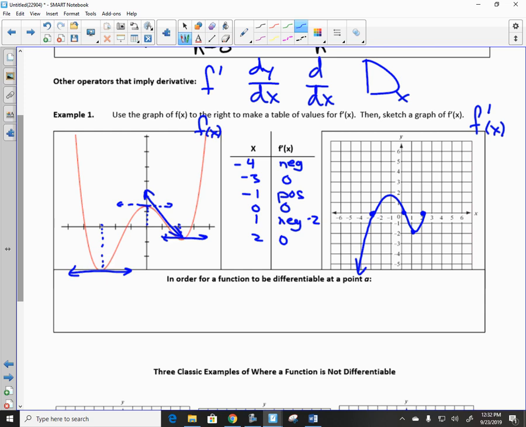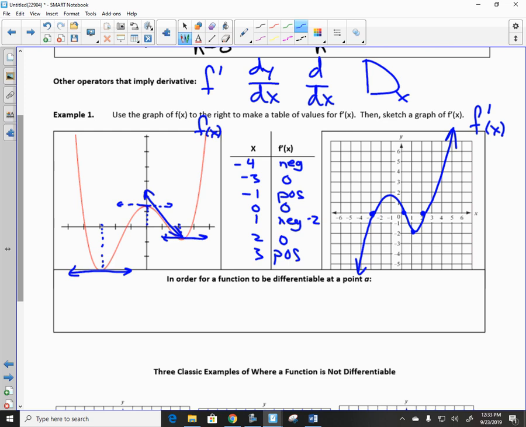And then once we get to 2, what happens after that? The derivative is positive. So therefore, it should sit above the x-axis the rest of the way. This is the graph of the derivative of this function.